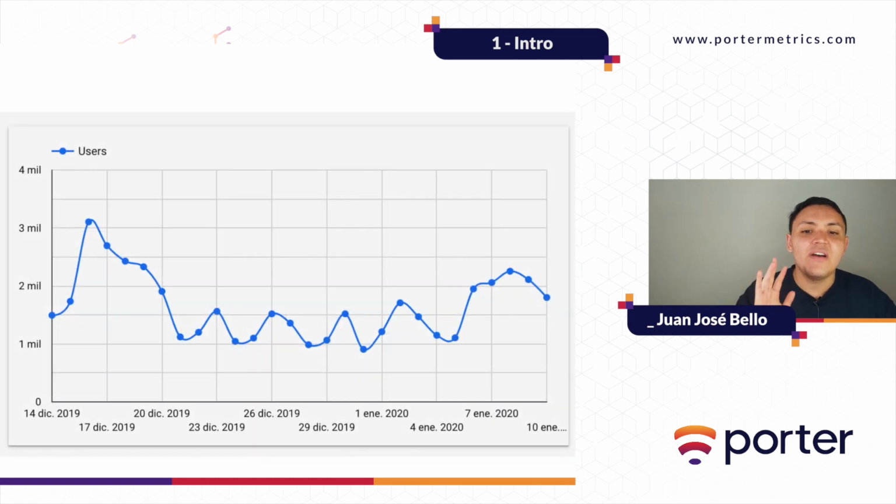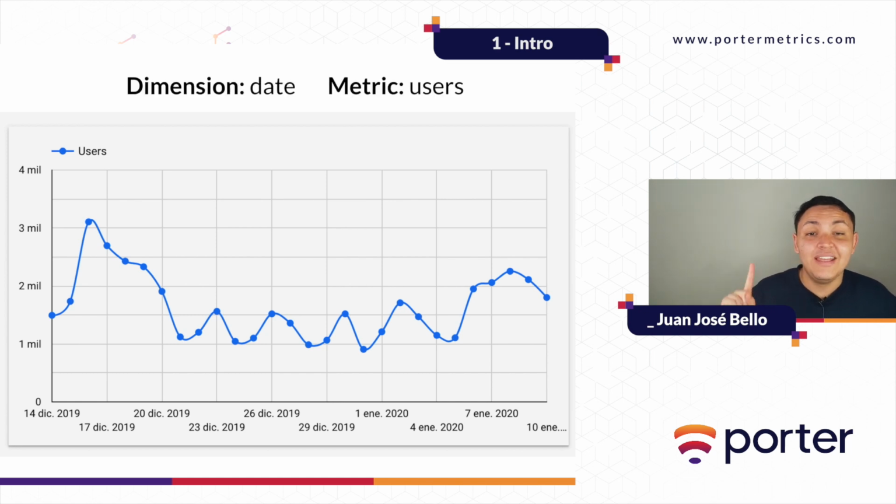So if I show you this chart, this time series, what is the metric and the dimension? In this case, the metric is users. I am visualizing users over time. So the dimension is date. I am breaking down my traffic by date.